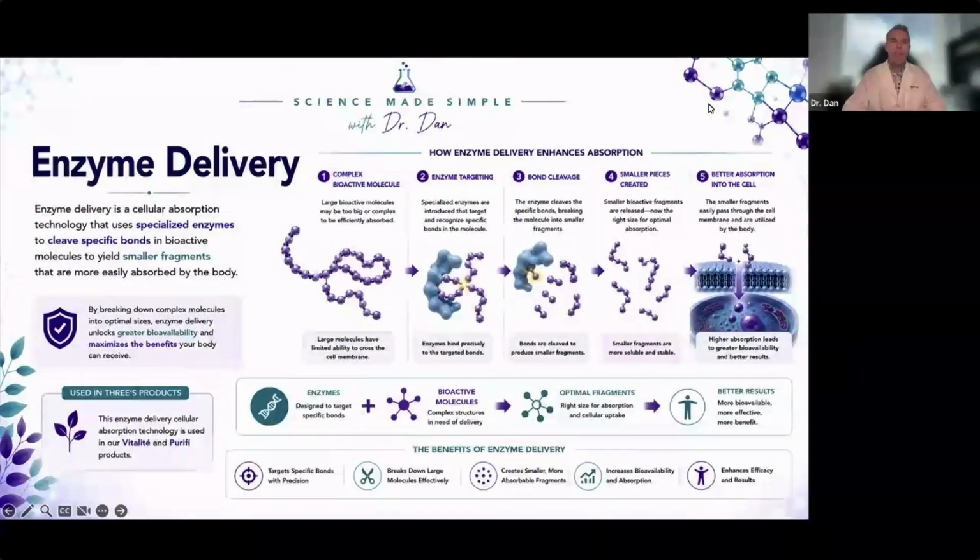Then we have what we call enzyme delivery. How this works is we use different enzymes in our products. In our Vitality and Purify products specifically, we use enzymes. Some of these enzymes are ones the body uses to break apart molecules into smaller and smaller pieces. The body needs those for overall general health, but we also add enzymes as part of an absorption strategy. A lot of enzymes are designed to break molecules into smaller and smaller pieces.